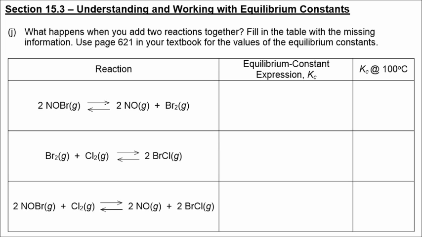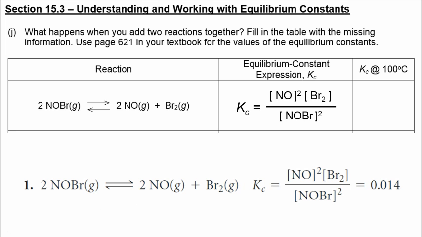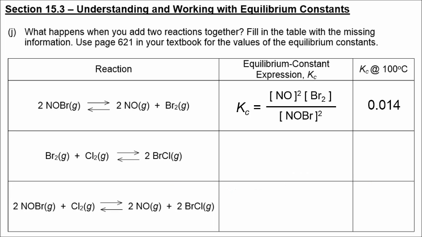All right, here we have 3 different equations. Let's see how they are related. The first one, products over reactants, so the concentration of NO squared times the concentration of Br2 divided by the concentration of NOBr squared. Now in your textbook on page 621, that particular equilibrium constant happens to be 0.014. The next one would be written as BrCl squared divided by Br2 and Cl2. Again, these are concentrations, so molarity in brackets, and your book tells you it's 7.2.